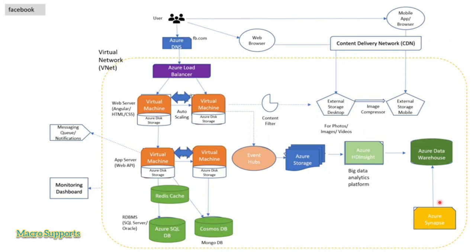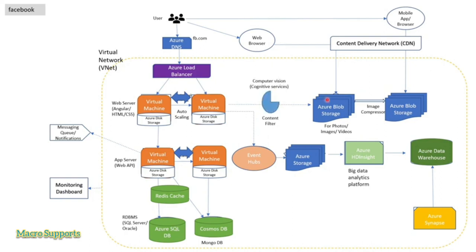Okay, now the next thing we have is the external storage for images and videos. This storage will be replaced by Azure Blob Storage, which is specifically used for storing images and videos. In Azure, we can take help of computer vision, or you can say cognitive services, which are popular for AI and can be used for filtering the content of images and videos on the fly.